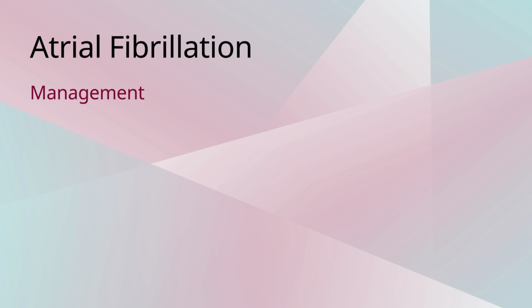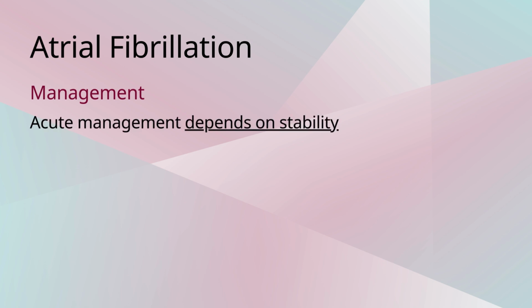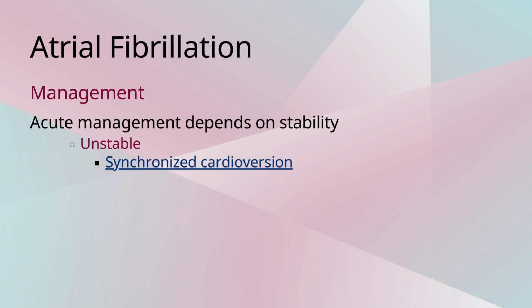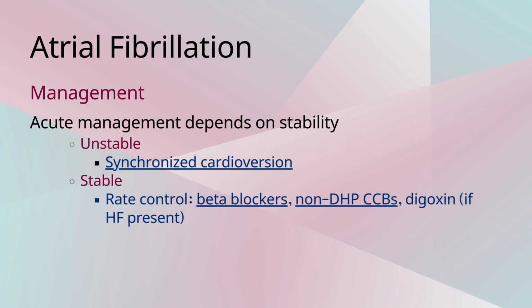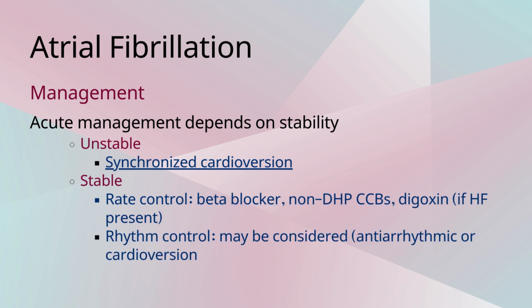Looking at management, acute management of atrial fibrillation depends on stability. Unstable, so that includes hypotension, chest pain, shock. This requires immediate synchronized cardioversion. We address stable AFib in one of two ways. First line is rate control, so trying to get that rapid rate down. We do this with beta blockers, non-dihydropyridine calcium channel blockers like diltiazem or verapamil, or digoxin is sometimes used if heart failure is present. The other option is rhythm control with antiarrhythmics or cardioversion.